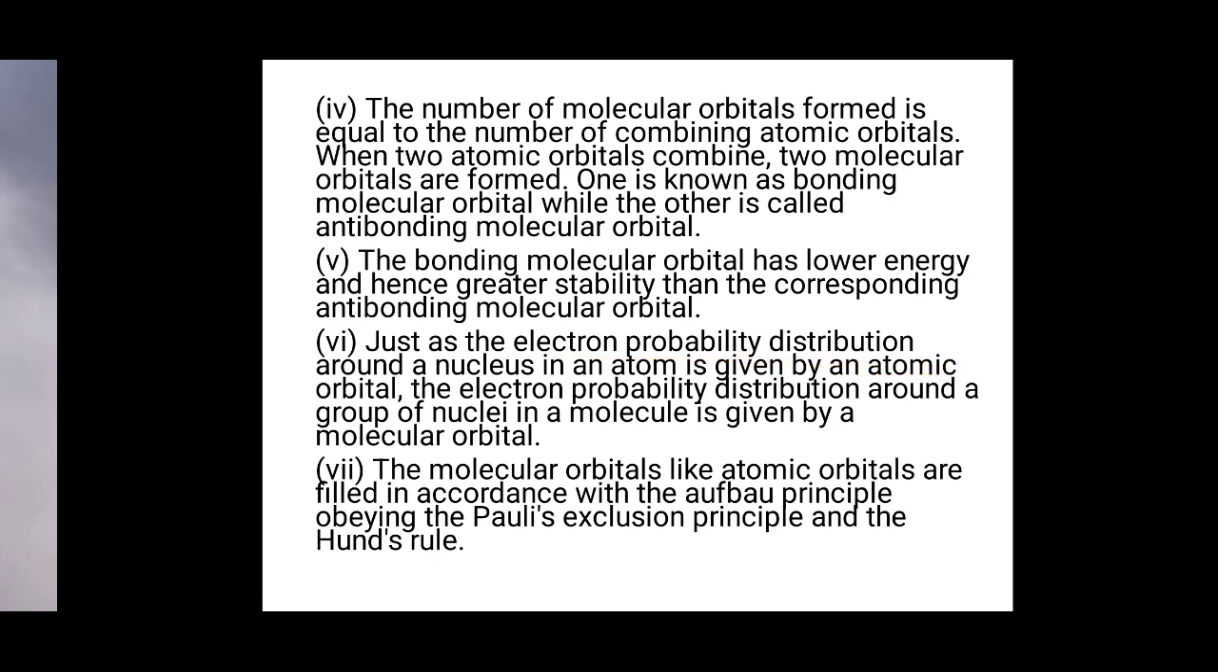Then look at the sixth point. Just as the electron probability distribution around a nucleus in an atom is given by the atomic orbital, the definition of atomic orbital is the region around a nucleus where there is a very high probability of finding an electron. Similarly, the molecular orbitals give the probability distribution of electrons in molecules.